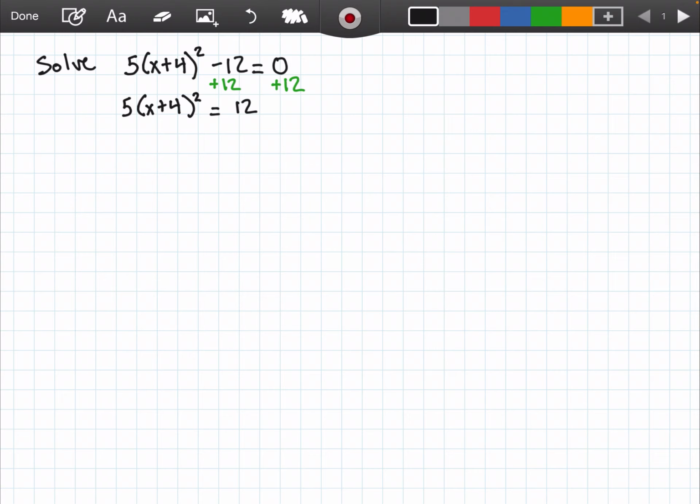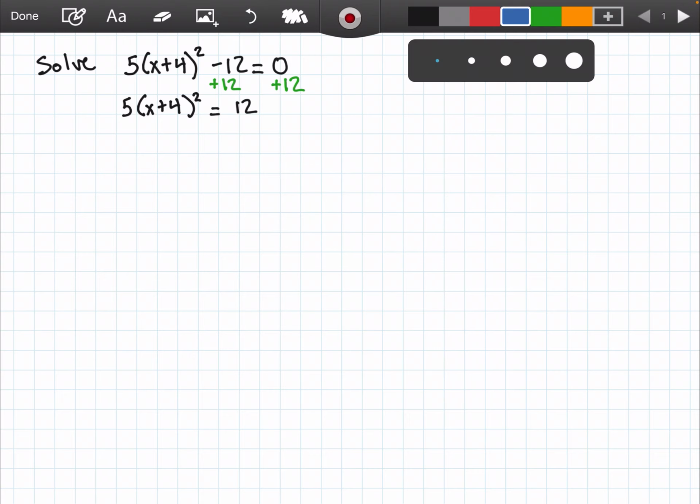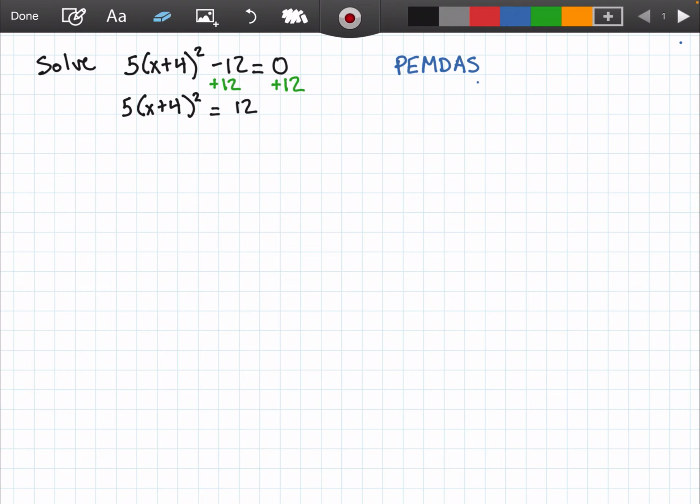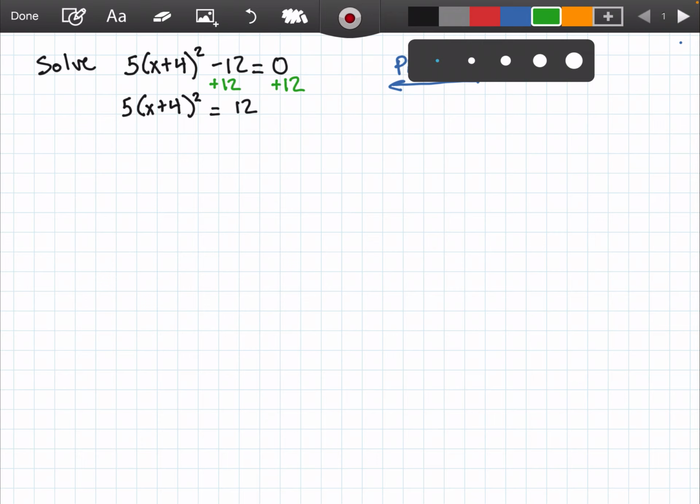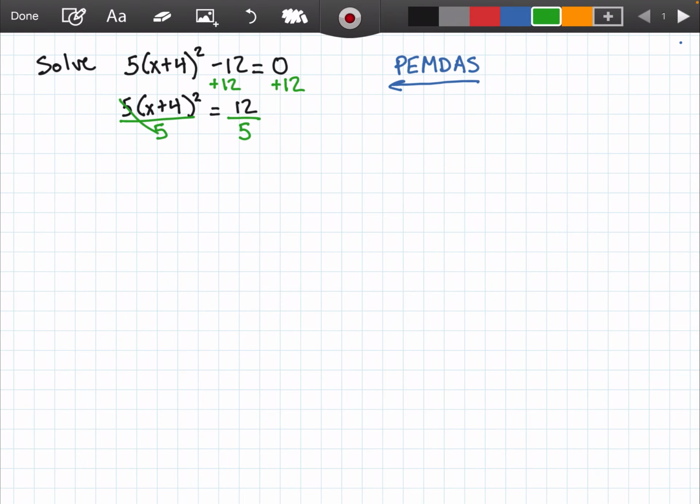Once again, working backwards through the order of operations, I started with the addition and subtraction. Now I have the multiply by 5, so we're going to divide by 5 because now those 5s will cancel. I get (x + 4) quantity squared equals 12/5. That doesn't simplify anymore. Now working backwards, we're going to deal with the exponent, so we're going to take a square root.